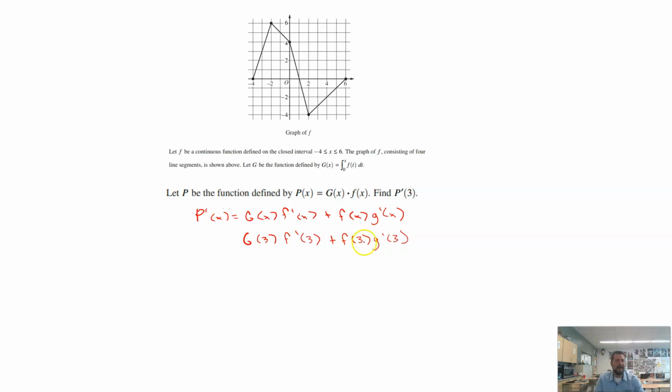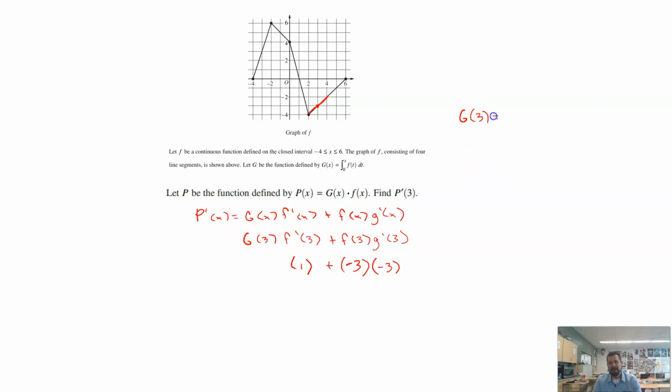Now, strangely enough, f of 3 is by far the easiest to find. That just means look at the graph, and I can see that the y value is -3, so that's f of 3. And because this is a graph of g prime as well, g prime of 3 is also -3. So both of those are -3. F prime of 3 is asking what is the slope as we pass through that point, so that's going to be 1. I just need to find g of 3.